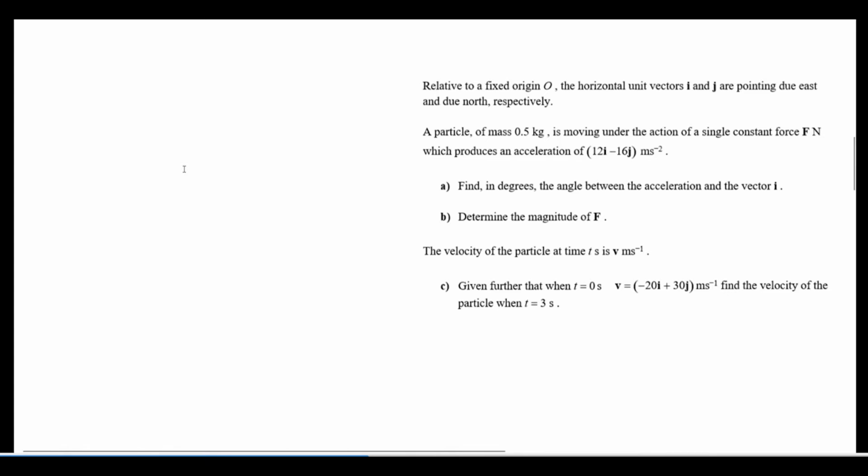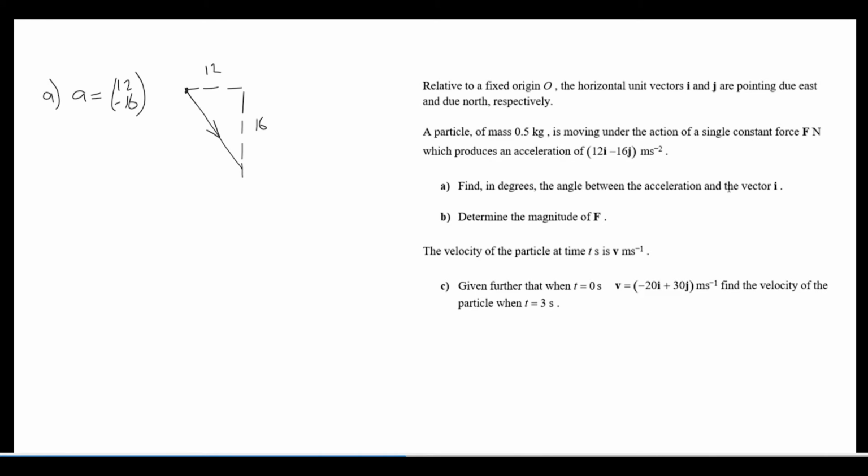We're asked to find, in degrees, the angle between the acceleration and the vector i. Okay, so let's have a look at the acceleration vector. Acceleration 12, negative 16. What would this look like if we were to draw it? 12 to the right, 16 down. This is the vector. The diagonal line is the vector.